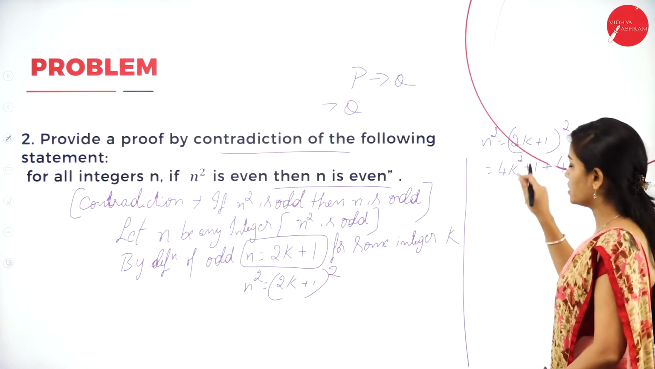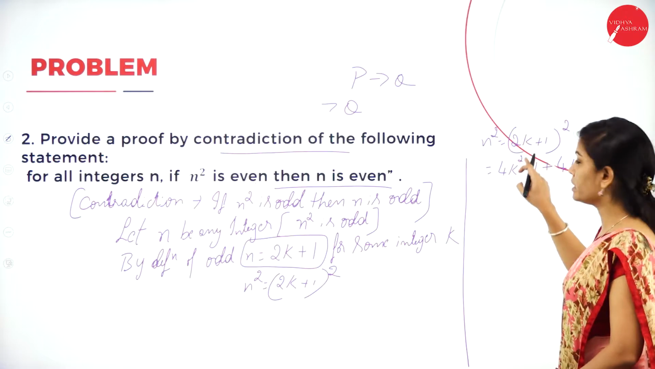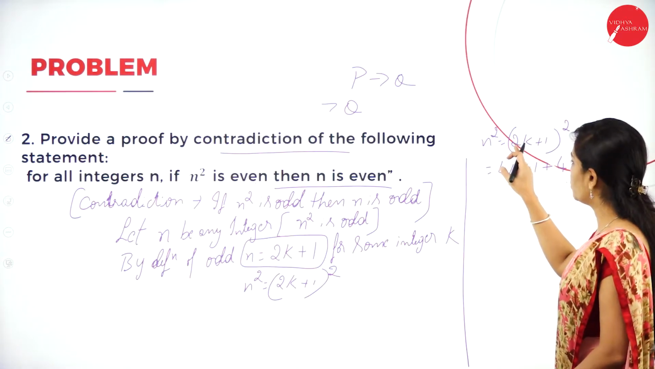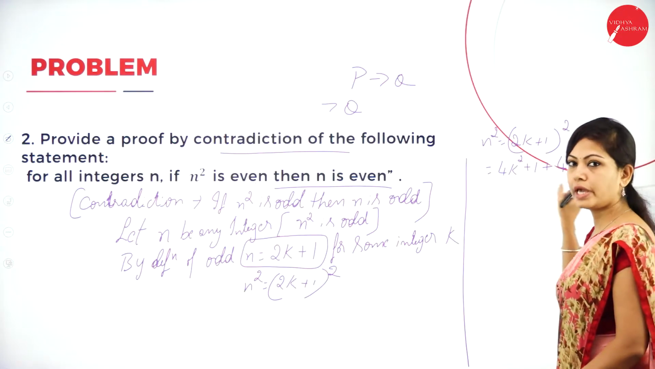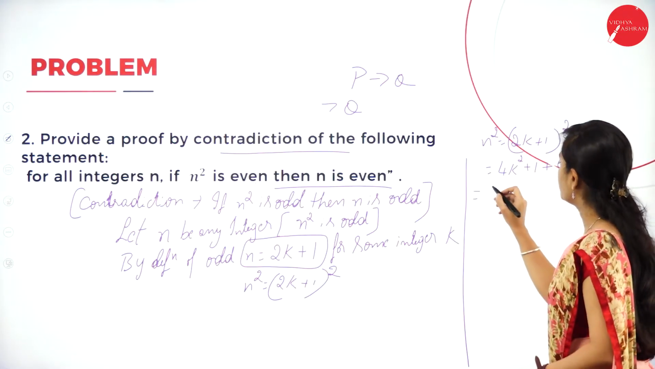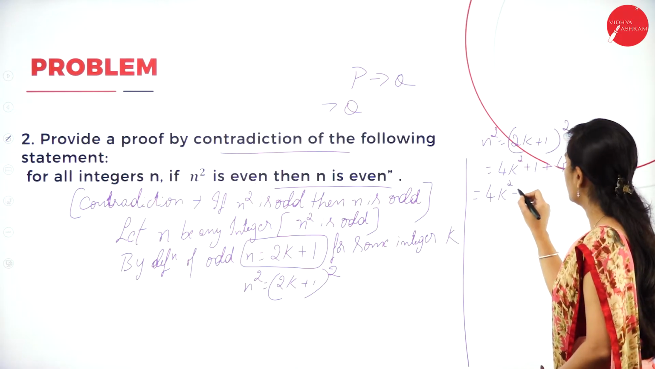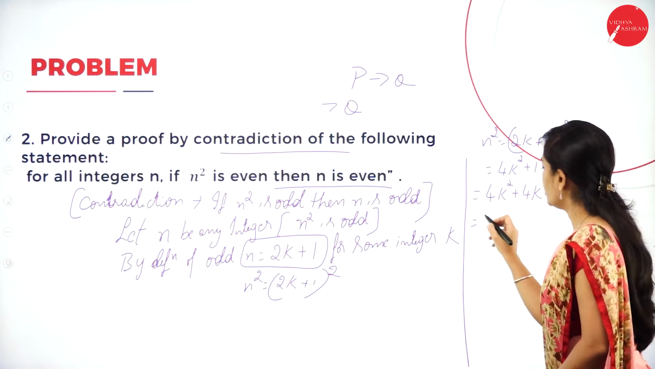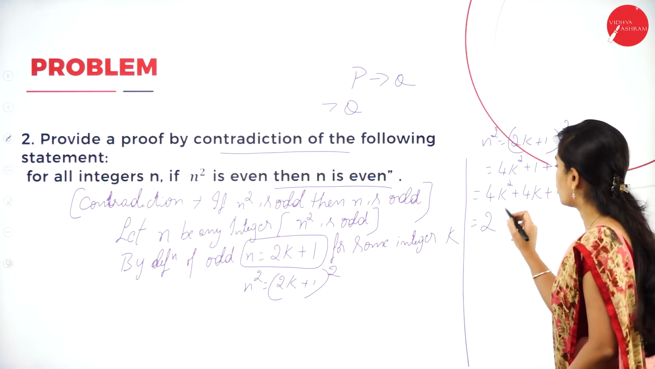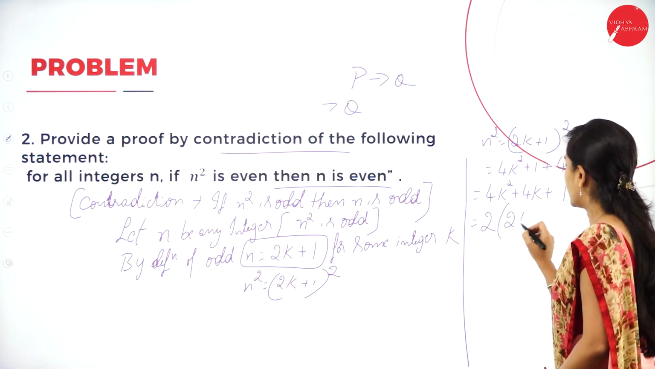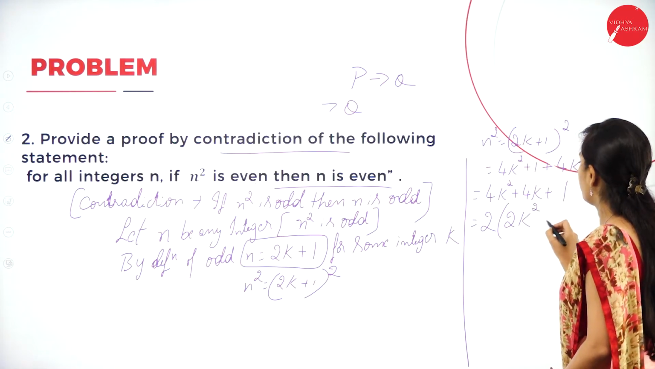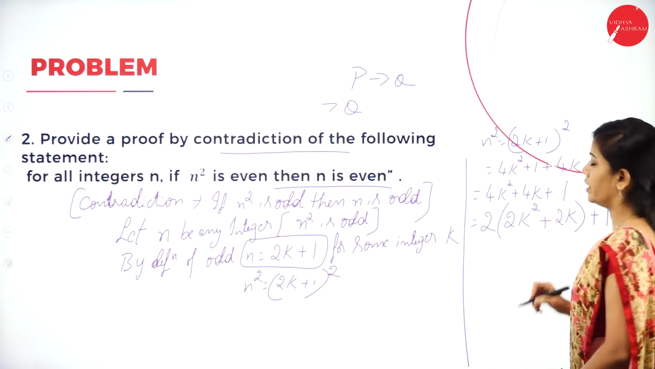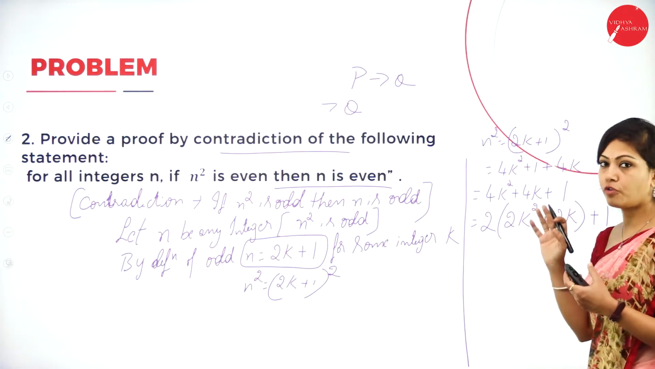4k square means a square, 2k whole square means 4k square plus 1 plus 2ab, 2 into 2k plus 1. So now you can rearrange this: 4k square plus 4k plus 1. Now again you can take 2 as a common factor: 2k square plus 2k plus 1. So now this is in the form of odd, right?